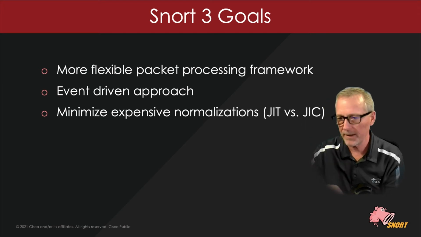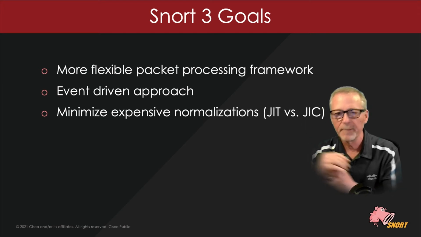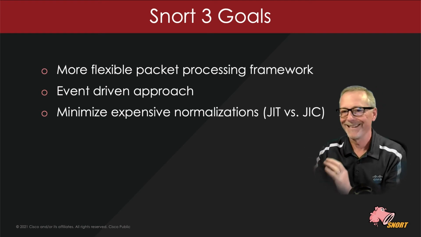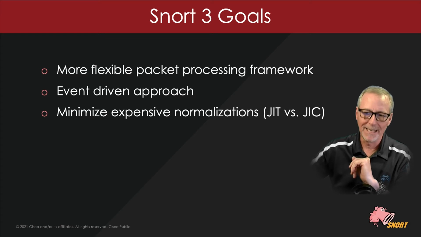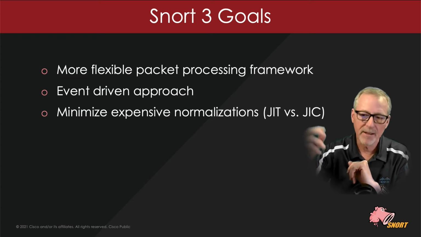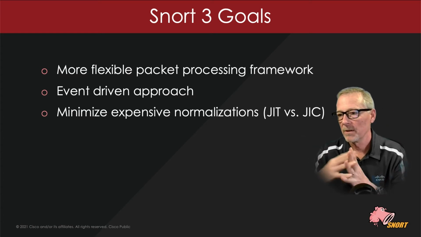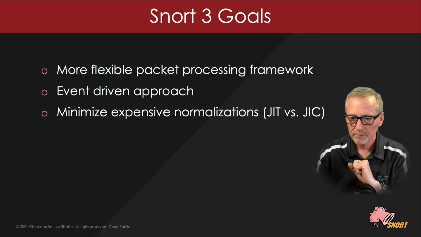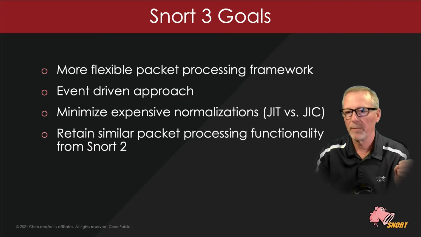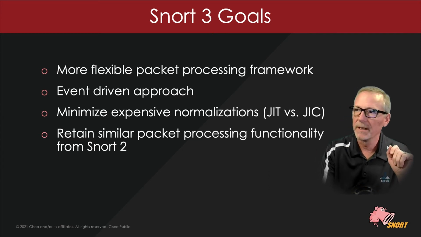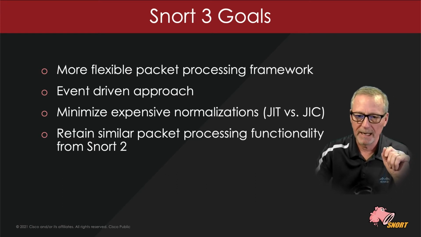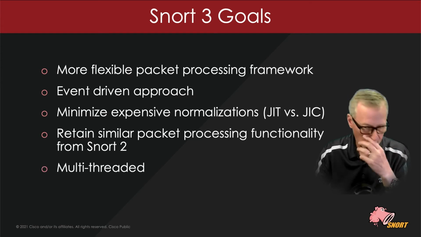So it's going to pull all that stuff out, normalize it just in case a rule needs it. Just in time would be, hey, let's not pull this stuff out and normalize it until there's a rule or some other preprocessor that needs that data. Then it will do it. That's just in time. So that's more efficient. So we don't have to actually normalize anything unless something else needs it. We still wanted to retain similar packet processing functionality from Snort 2 because there's nothing wrong with that. It works, it's understandable, and people understand how that works. So we still want to process packets in a similar manner, just better.